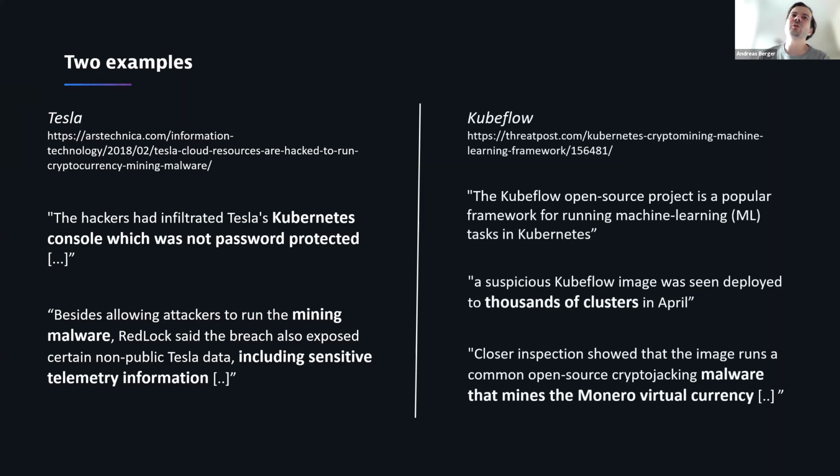Second example, Kubeflow. Kubeflow is an open source project that's very popular for machine learning tasks, and these run in Kubernetes. In April, apparently, a suspicious Kubeflow image was seen deployed on thousands of clusters. Upon closer inspection, it was found that it also ran malware that ran a crypto miner. So you can see I picked two examples that had to do with Kubernetes, but they also have to do with crypto mining. And that's not a coincidence.